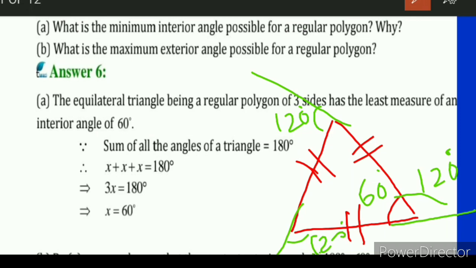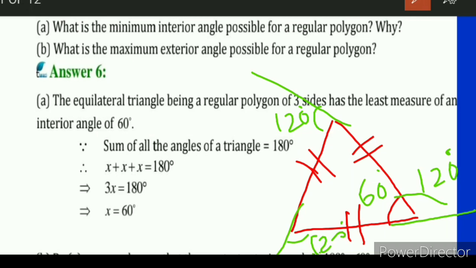Look at the solution. The equilateral triangle, being a regular polygon of 3 sides, has the least interior angle of 60 degrees. The minimum interior angle is 60 degrees only. Because the sum of all the angles of a triangle is 180 degrees, and all angles should be equal, we take x plus x plus x equals 180 degrees. Then 3x is 180, x equals 60 degrees. You can directly write it, no need of doing all these calculations. Because a regular 3-sided polygon is an equilateral triangle, we know that each angle measures 60 degrees.